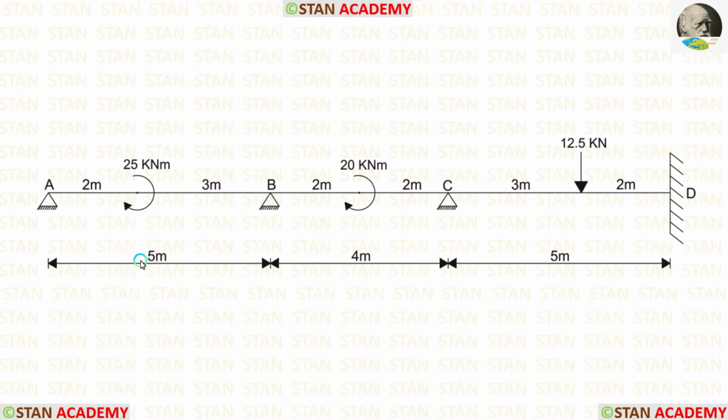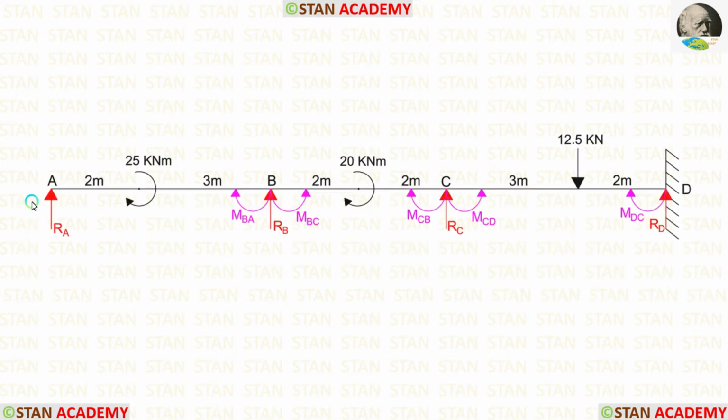Span AB is 5 meter long. Span BC is 4 meter long. Span CD is 5 meter long. In this beam, totally we have to find 5 moments.